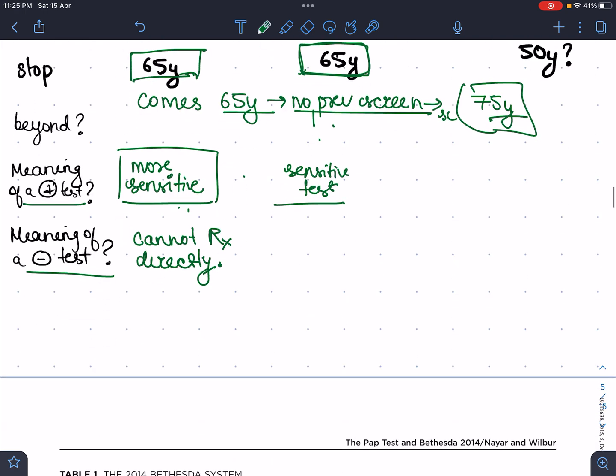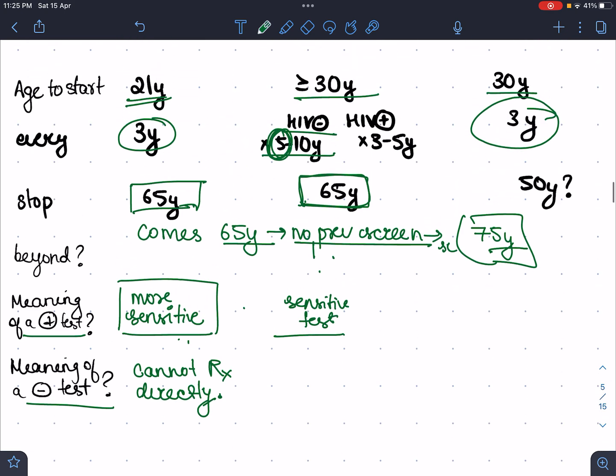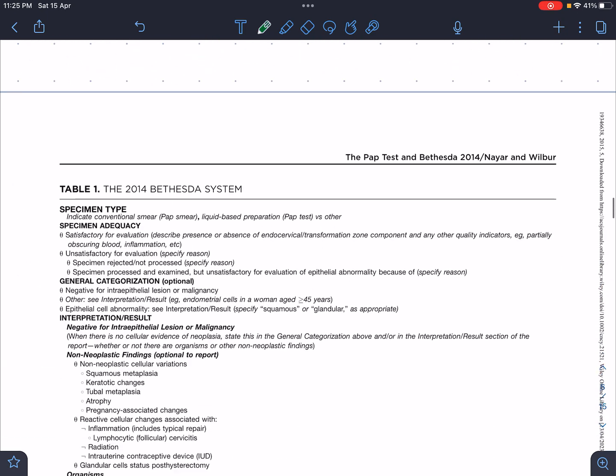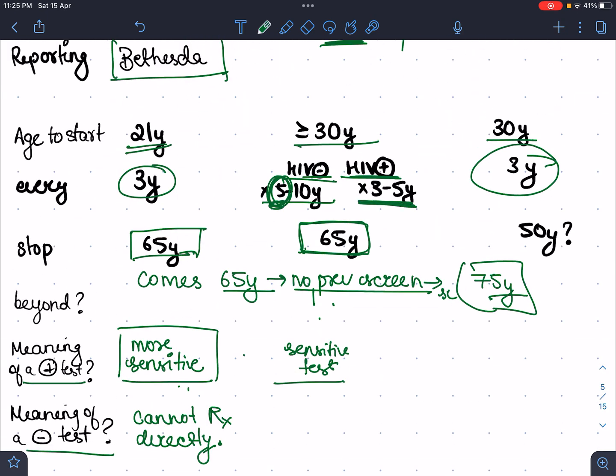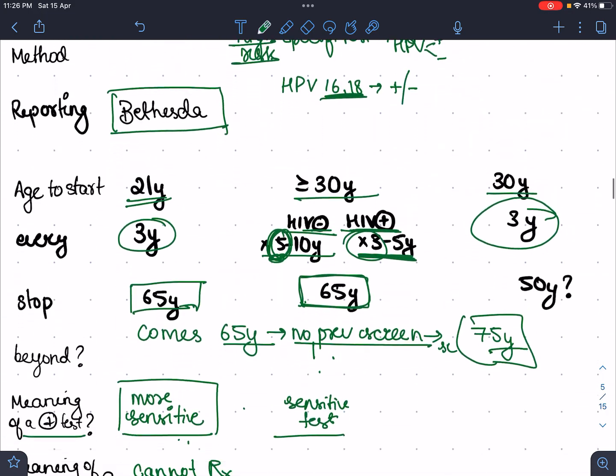Okay. Now moving on. Like I just told you, HIV negative, you repeat 5 yearly, and HIV positive you have to do it every 3 to 5 years. In a setting like India, I think it's better to go with 3 years. But okay. So now I have told you the basics.